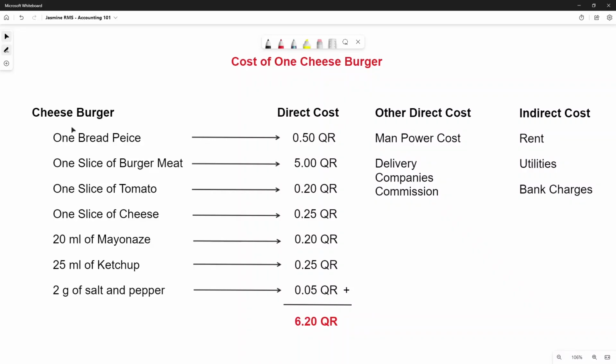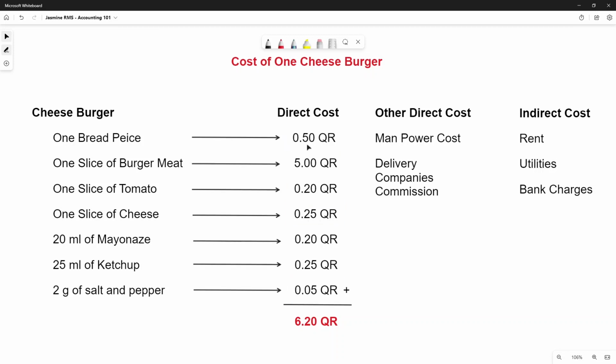Okay, we have here a cheeseburger. Cheeseburger is a menu item, which means that we sell this item to customers. Cheeseburger has ingredients: one bread piece, one slice of burger meat, a slice of tomato, cheese, mayonnaise, ketchup, and seasoning. Now, those ingredients have cost. Those ingredients have cost, and this ingredient has half a Qatari riyal, 5 Qatari riyal, 0.20, 0.25.